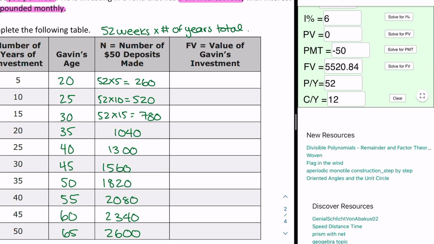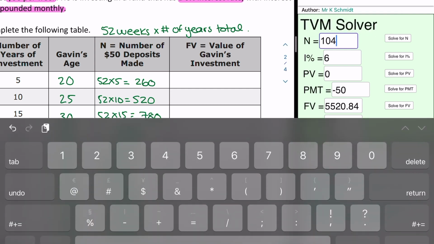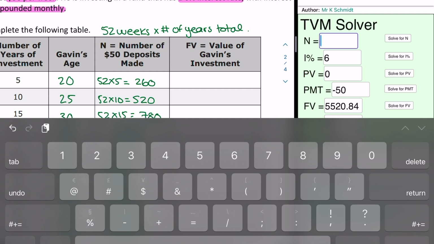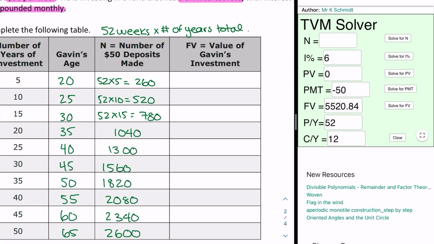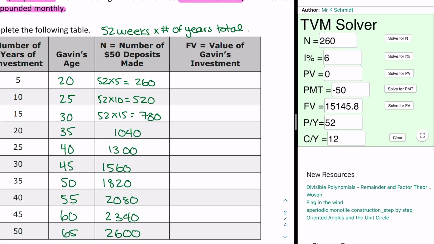Now, we want to look at his future value. So here, one second, we have the number of payments is what's really going to be changing. So you have the first one is 5 years. We already have the $50 per pay. It's every week, so 52 weeks for PY, and CY is compounded monthly. So here we can just put in our 260, and then we solve for FV, and it gives us $15,145.80.